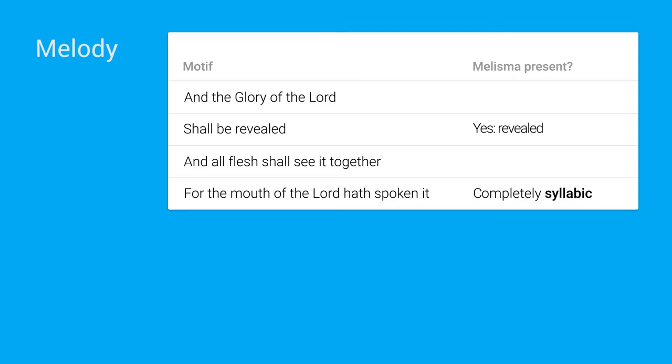as you can see, the choir makes use of syllabic and melismatic singing. Next up is tempo and rhythm.